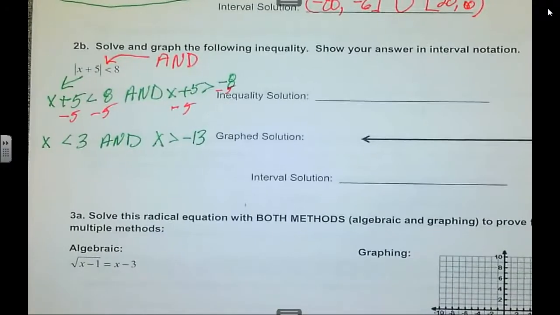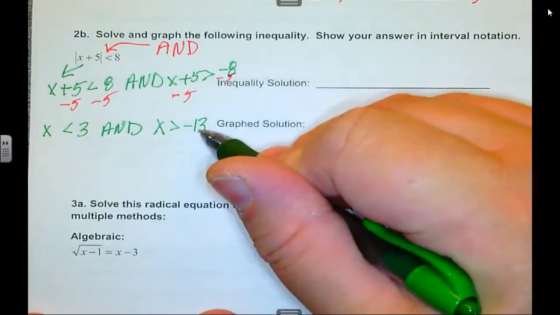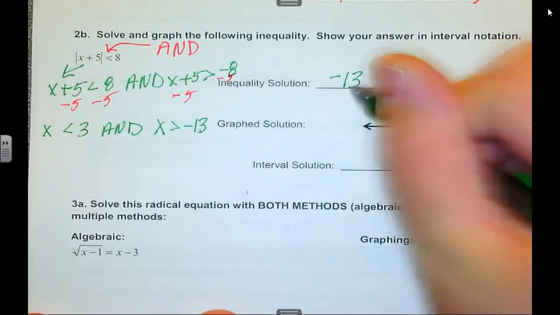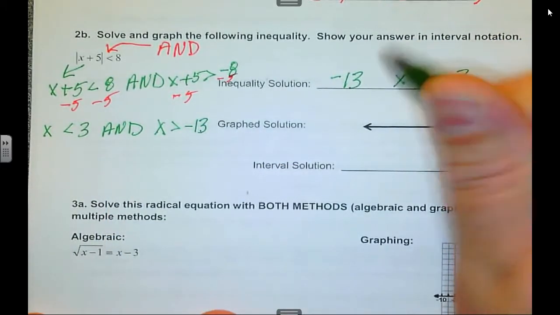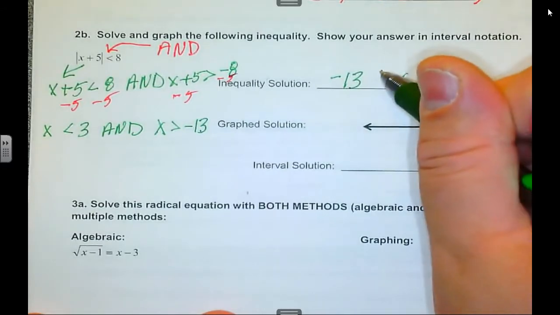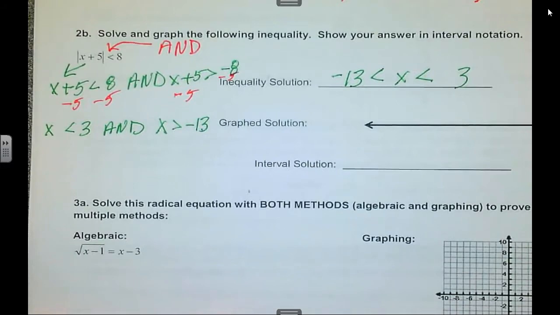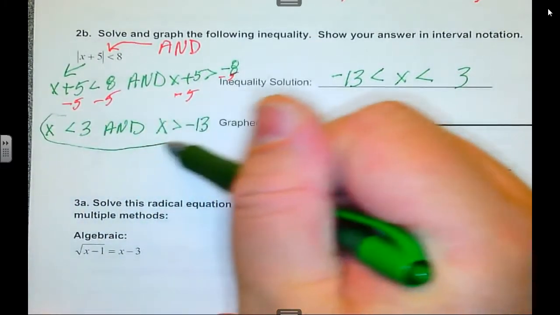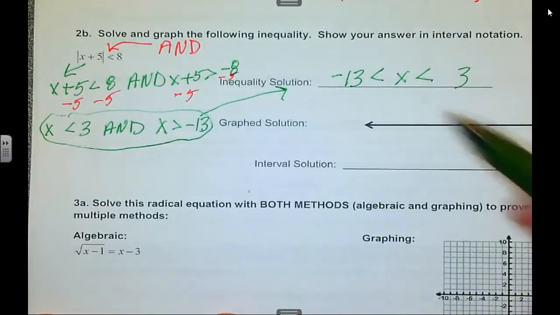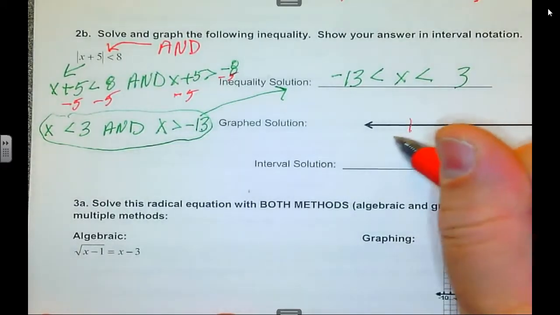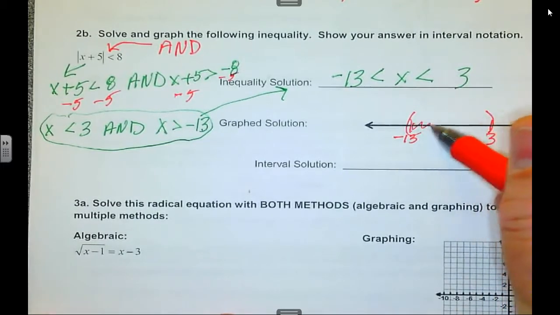You want higher? Okay. I'm going to put my small one here, negative 13. I've got my large one. I can condense this too because it's an and statement. You could also write it like this up here. It doesn't matter. Negative 13, 3, parentheses in between.